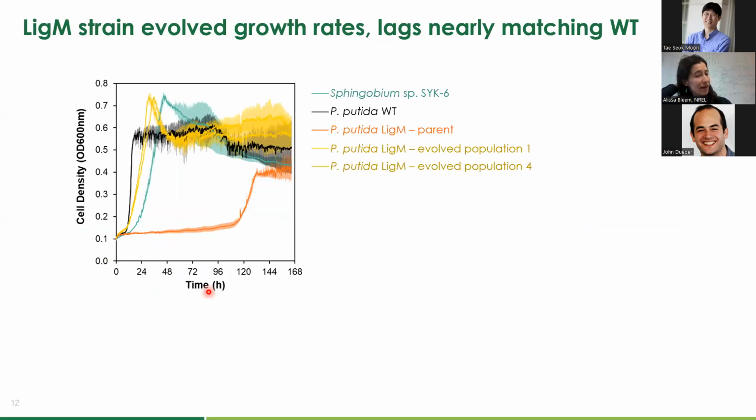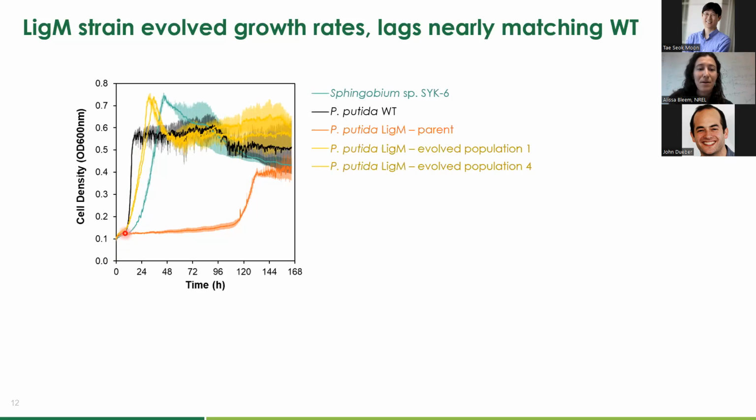The Lig-M strain, as I said, evolved the most impressively because it was struggling the most at the beginning. And actually, we start to get growth rates and lag times similar to wild type, which was really exciting for a strain that used a completely different mechanism enzymatically to get through that bottleneck. So you can see in orange here, again, this is the parent Lig-M strain, takes 120 hours to start growing. In black is wild type putida. In yellow are two of the best evolved lineages.